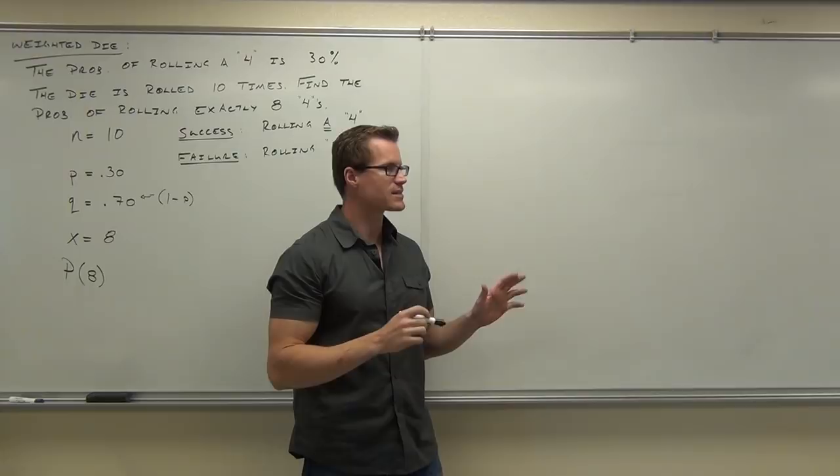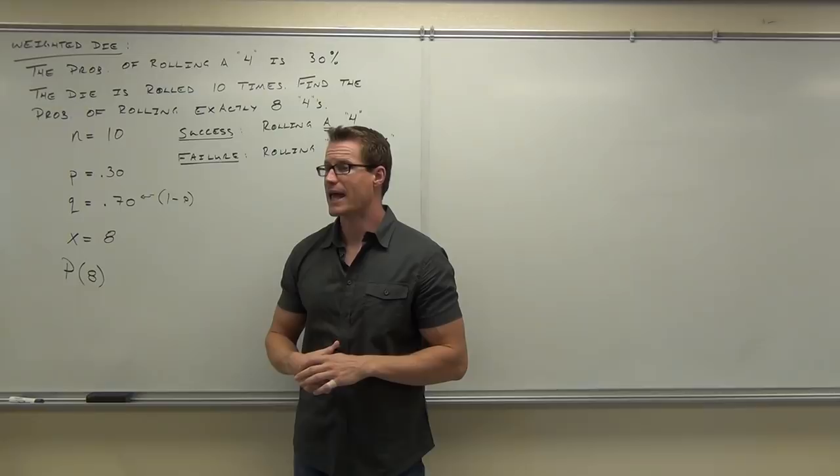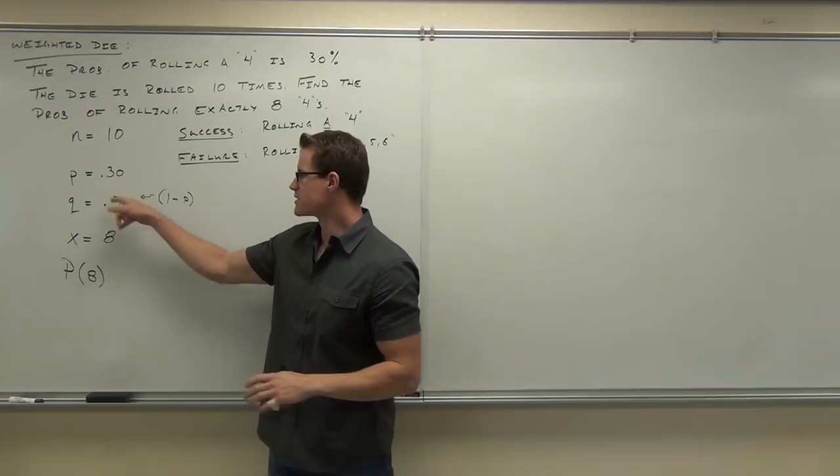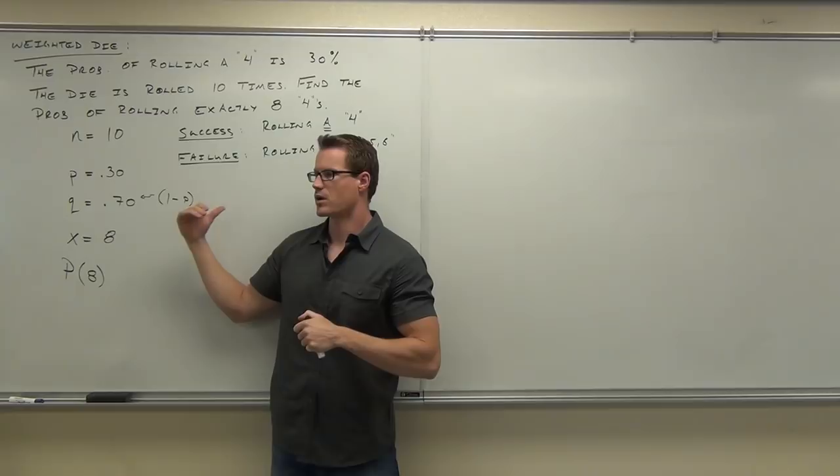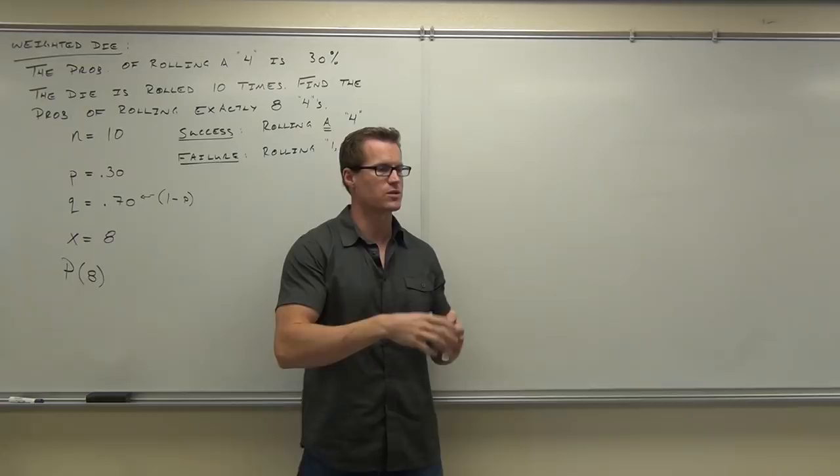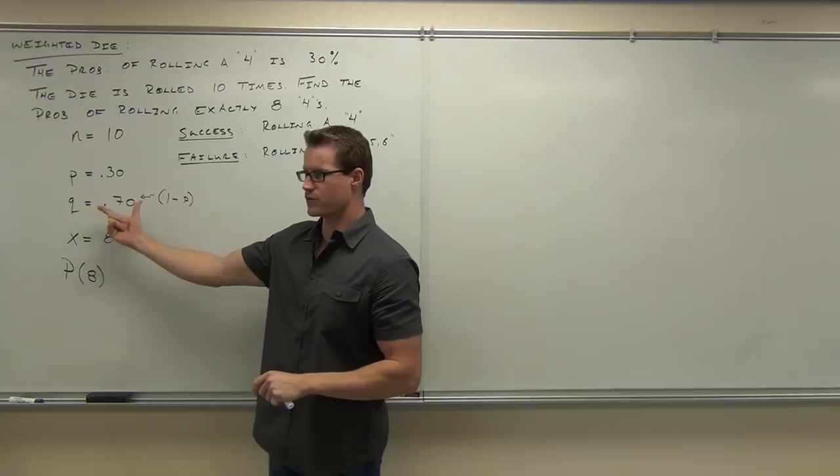We'd get exactly the same thing if we had a weighted coin, and I said the probability of getting a head is 30%, probability of getting a tail is 70%. We're looking to flip the coin 10 times and get 8 heads. That's exactly the same problem. So this is all based on the number of successes compared to the number of trials and considering the probability of success and failure for each trial. You're going to see what I mean in just a little bit, okay?